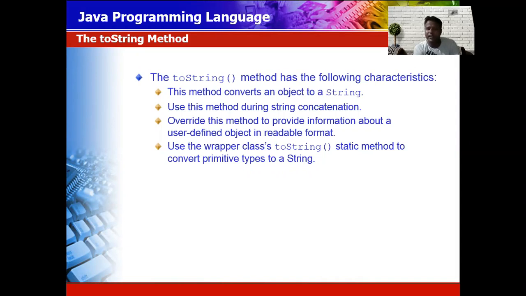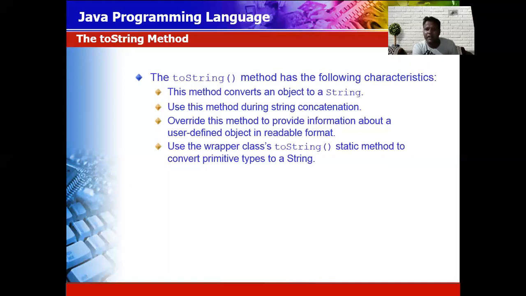We use this method during string concatenation, when you want to join strings and display them. Override this method to provide information about a user-defined object in a readable format. If you want to show the object in a readable format, we use the toString method.